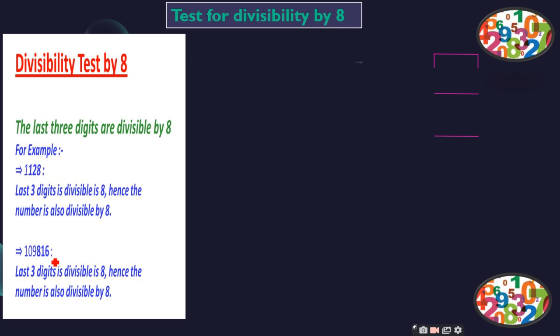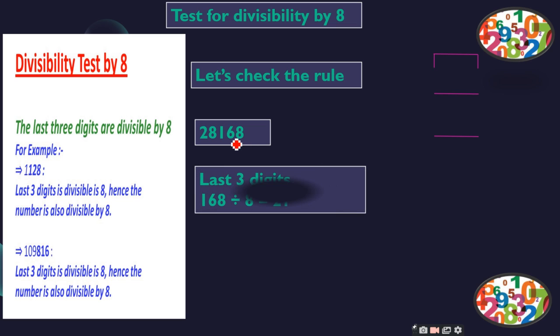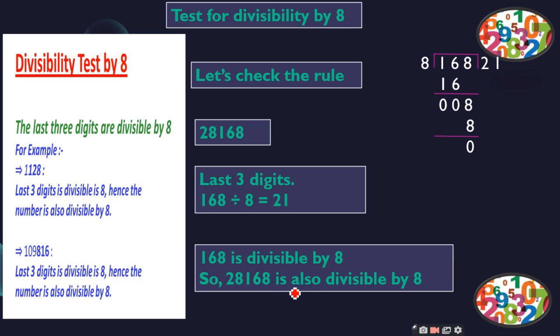Let's check the rule by an example. We have a number 28168. We have to take the last 3 digits. So the last 3 digits are 168. Let's see if these are divisible by 8. Now 8 twos are 16. We write down the 8. 8 ones are 8. So 168 is completely divisible by 8 and we get the answer 21. So the number is also divisible by 8.